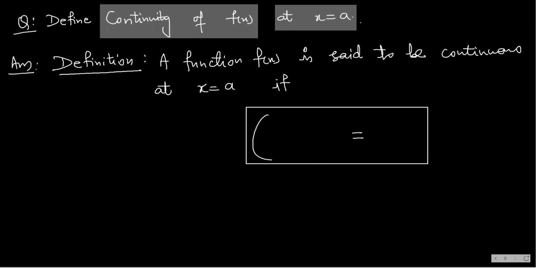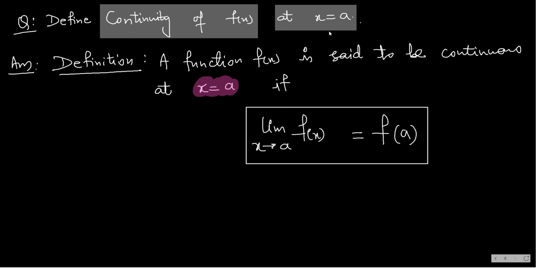Okay, so let me write the left hand side. Students, what is the point of discussion? Remember students, the most important thing here is the point of discussion. Where do we want the function to be continuous? It is at x equals a. So see, the left hand side will be the limit of the function when x tends to a. Why a? Because the point of discussion is a. And what is the right hand side? The right hand side is f of a.